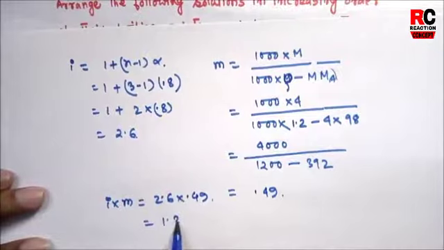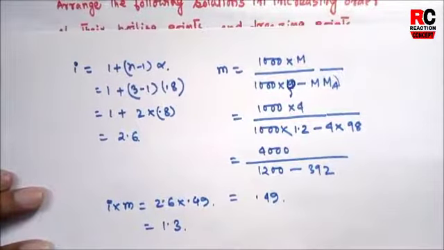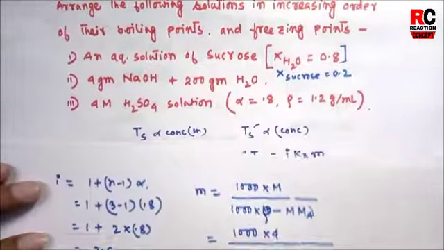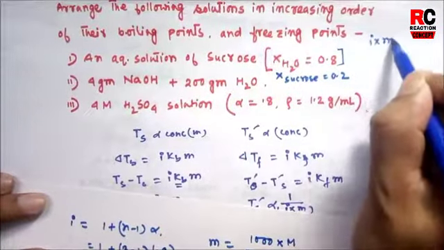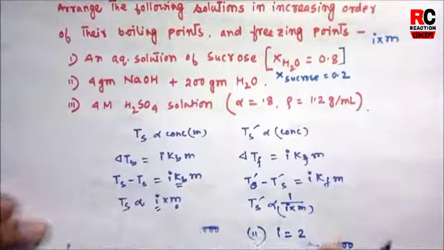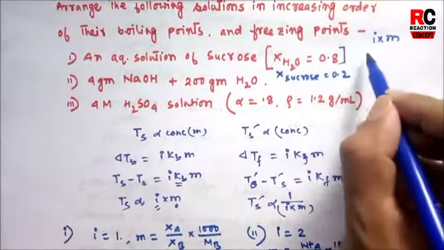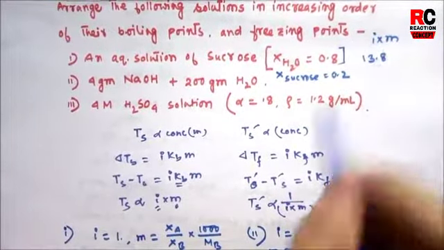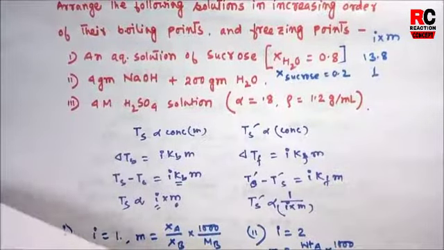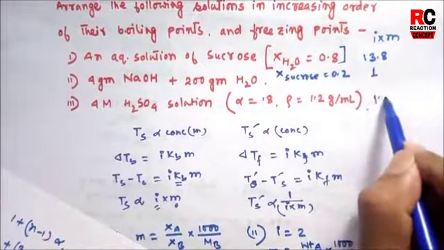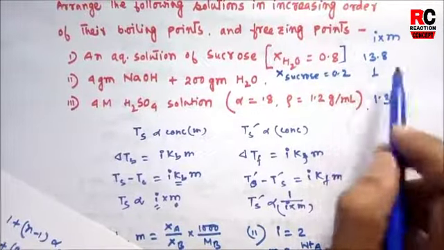So i into m for the third solution would be 2.6 into 0.49, so it would be 1.3. Okay, so the i into m values for the three solutions: for the first solution it is 13.8, for the second solution it is 1, and for the third solution it is 1.3.